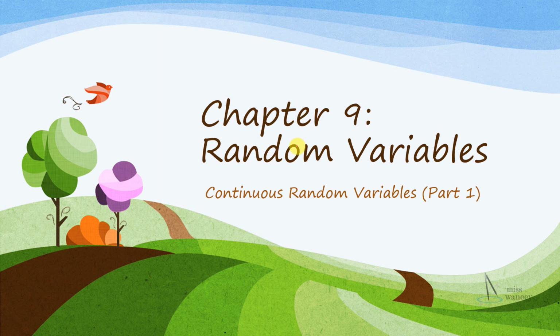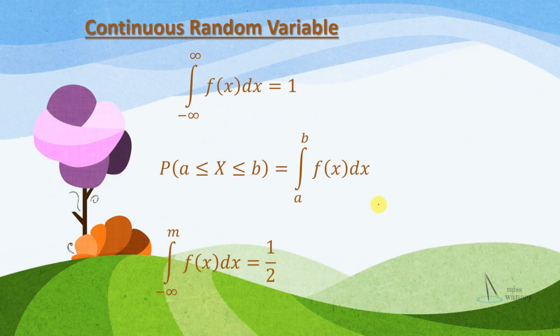Okay, so today we are still going to learn random variable, but we are going to learn continuous random variable. So this is the first part for continuous random variable. There are a few things that we have to remember. That is, if we integrate from negative infinity until infinity f(x) dx, altogether we should be able to get 1, which simply means that the area under our curve should be equal to 1.